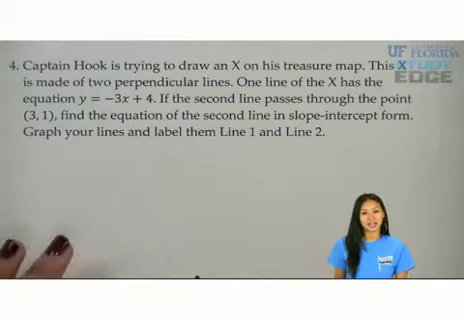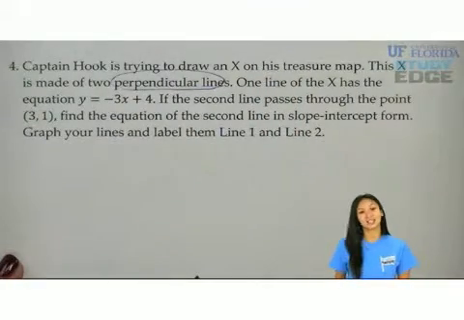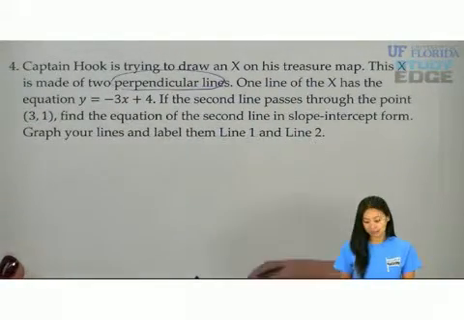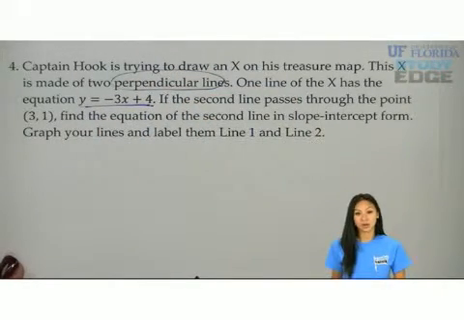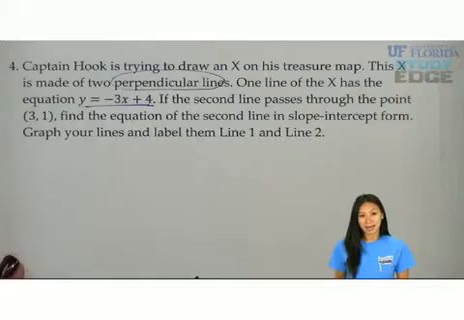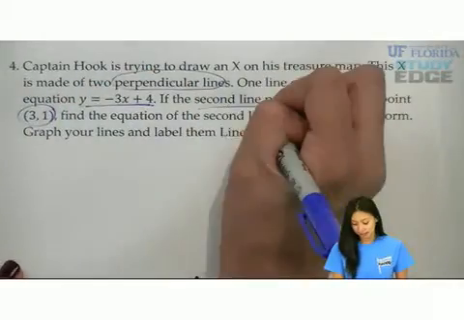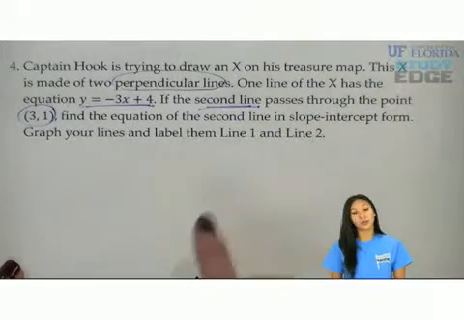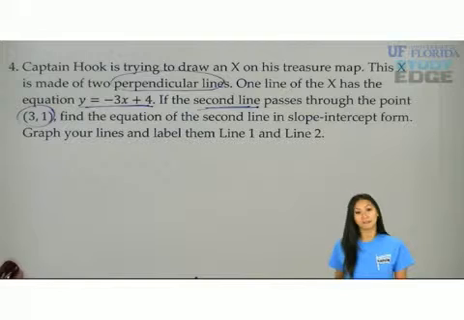All right, so they're two perpendicular lines. That means they cross at 90-degree angles. My first line has this equation, y equals negative 3x plus 4. The second line passes through the point (3, 1). Find the equation of the second line in slope-intercept form, and then we're going to graph the lines and label them line 1 and line 2.